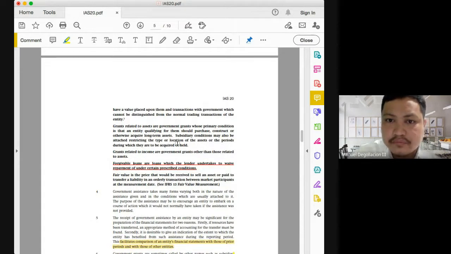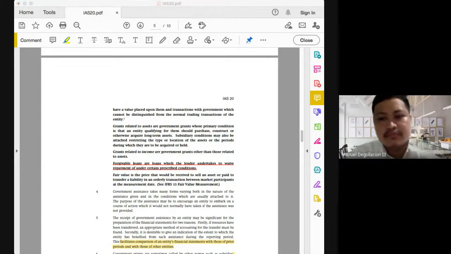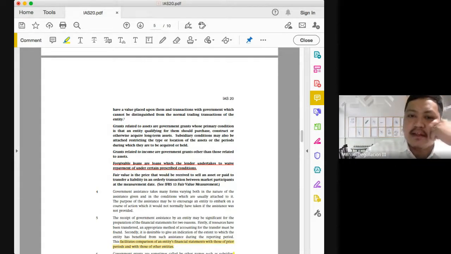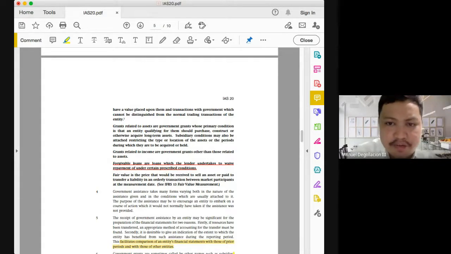As I've mentioned earlier, class, government grants can be classified into two: grants related to assets and grants related to income. By definition, grants related to assets are government grants whose primary condition is that an entity qualifying for them should purchase, construct, or otherwise acquire long-term assets.